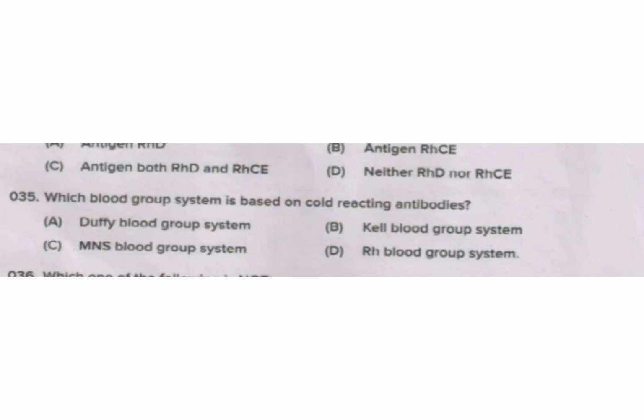Next question. Which blood group system is based on cold reacting antibodies? Four options are there. Option A, Duffy blood group system. Option B, Kell blood group system. Option C, MNS blood group system. And option D, RH blood group system. The answer is option C, MNS blood group system. All the others are based on IgG type antibodies. MNS is based on IgM type antibody. IgM type antibodies are cold reacting antibodies.